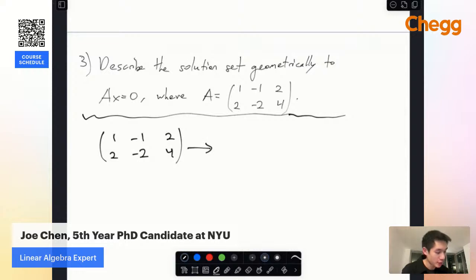So I want to eliminate this entry in the second row. So I'm going to take the second row and subtract twice the first row. And I get minus 1, 1, minus 1, 2. And here I just get 0, 0, 0. So of course I prepared the problem. So this is the result.